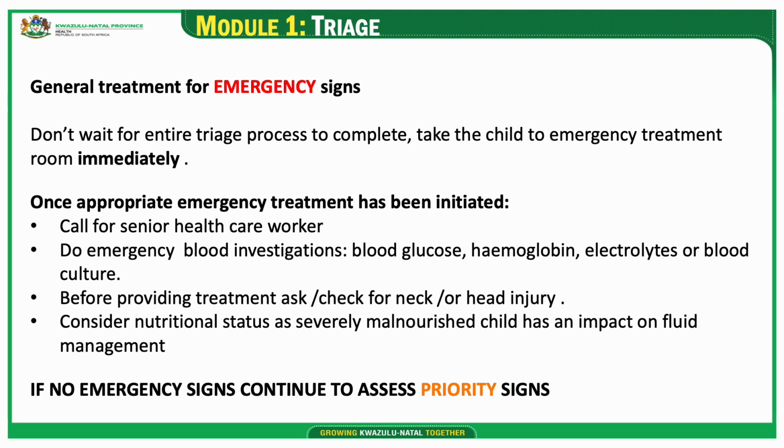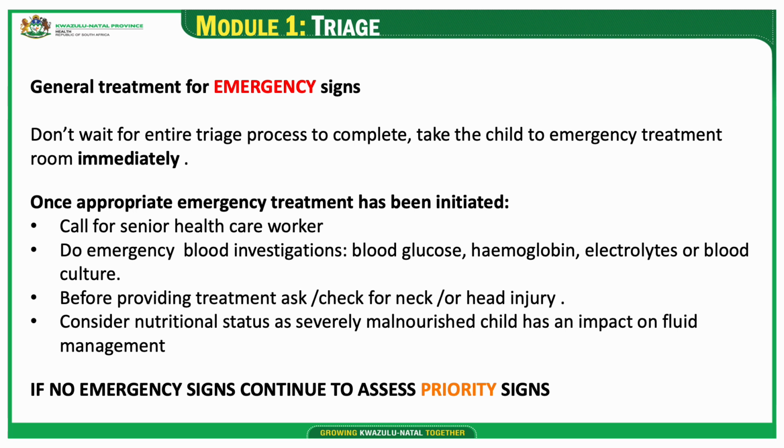The general treatment is, first of all, don't wait for the entire triage process to be completed. Take the child to the emergency room as soon as you pick up any of the emergency signs. So if the child passes the airway and breathing and you move on to circulation and you find that the child is in shock, don't go on to assess coma and convulsion and dehydration. That can be done in the resuscitation room. But take the child immediately to the resuscitation room so that you can start management immediately.